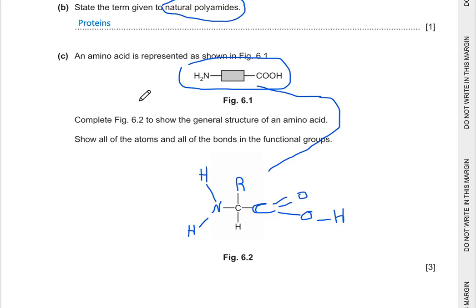Complete figure 6.2 to show the general structure of an amino acid. We have to show all of the atoms and all of the bonds in the functional group. A common mistake students make is leaving out the OH bond, drawing it like this instead of this. The right way is this, because it shows the bond in the OH. You can't really see the bond in the OH if you don't include it here.